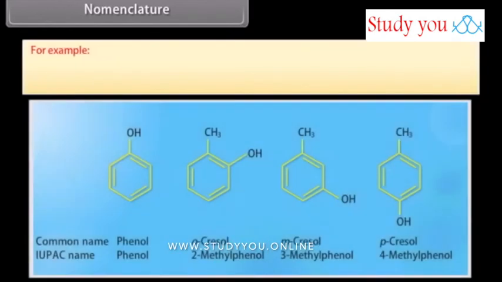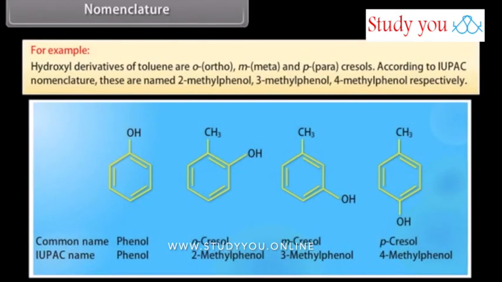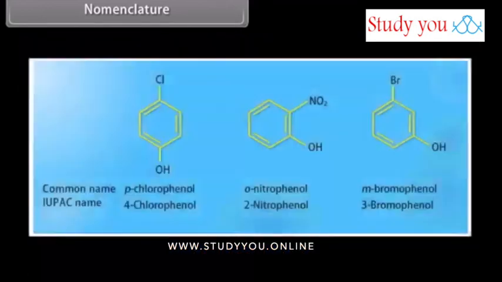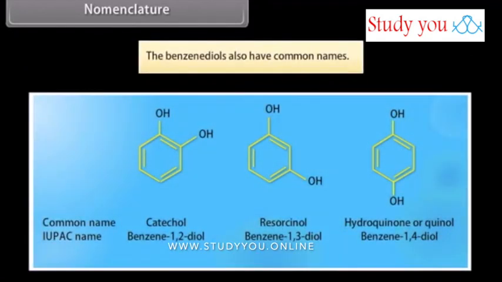For example, hydroxyl derivatives of toluene are ortho, meta, and para-cresols. According to IUPAC nomenclature, these are named 2-methylphenol, 3-methylphenol, 4-methylphenol respectively. One more example is the benzene diols, which also have common names.